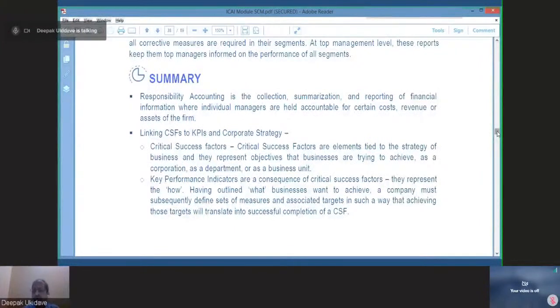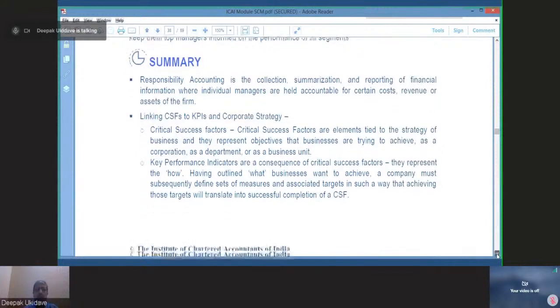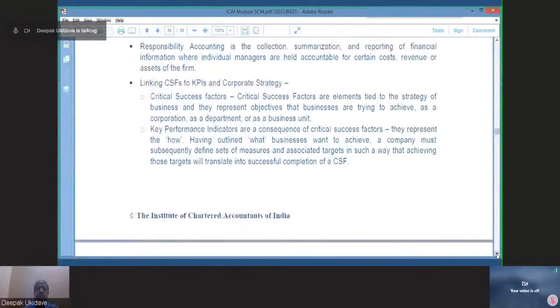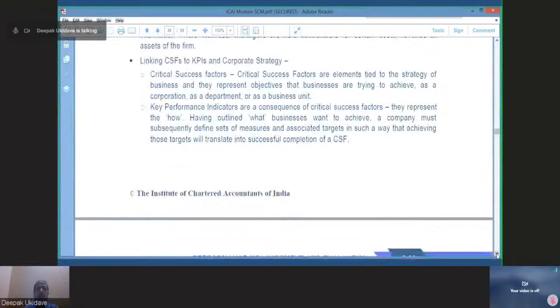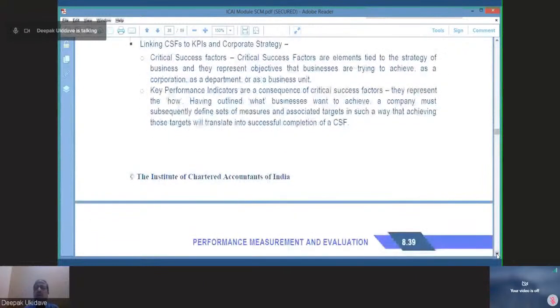Generally, if you study the past question paper pattern, you will find this. So the summary is in front of you. You have responsibility accounting, we started with, then linking of critical success factors to KPIs. If you remember, critical success factors talk about what, whereas KPIs talk about how, what and how, and linking both the things to corporate strategy.